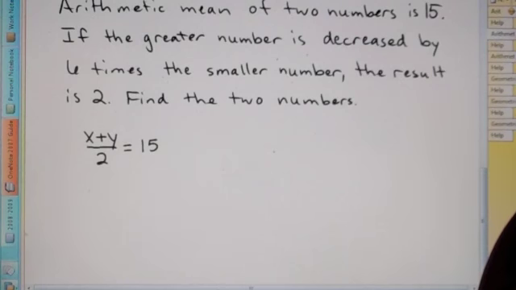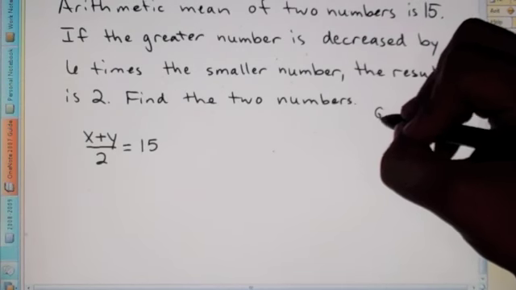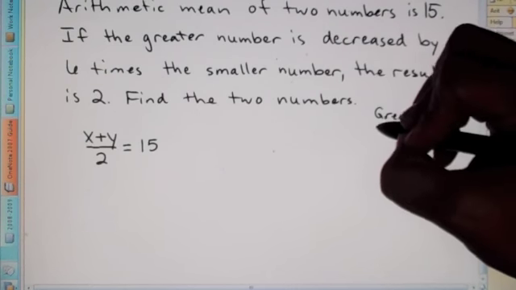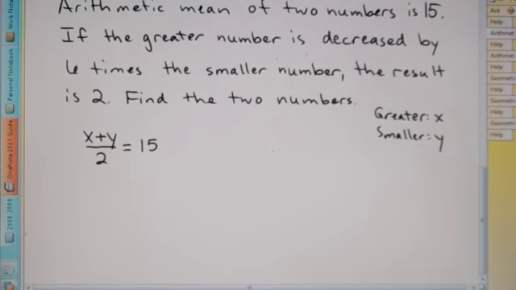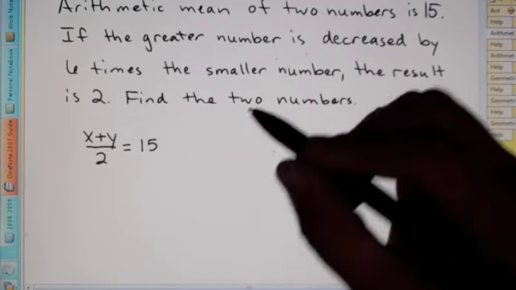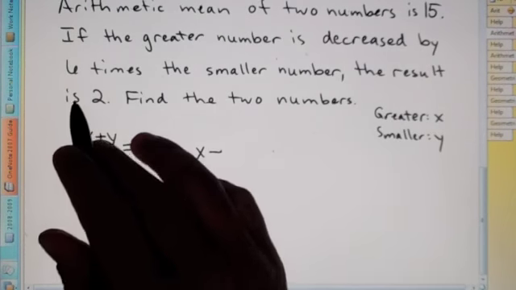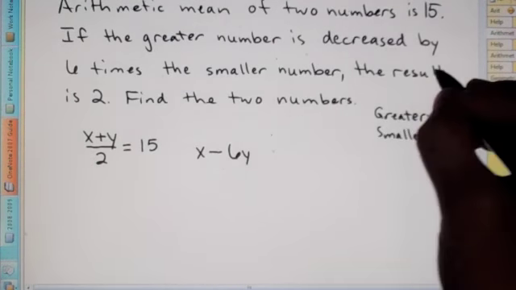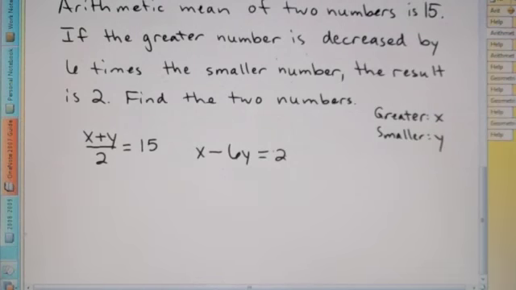If the greater number, do we know which one's greater right now? No. So let's just say on the side here, let's say the greater is x, smaller is y. Doesn't matter which one's which, no it doesn't. So we just establish one of them to be greater, one to be smaller. If the greater number, x, is decreased by, so that's subtract, 6 times the smaller, 6y, says the result is, again in math terms the result is means equals, the result is 2. Now we need to find the two numbers.